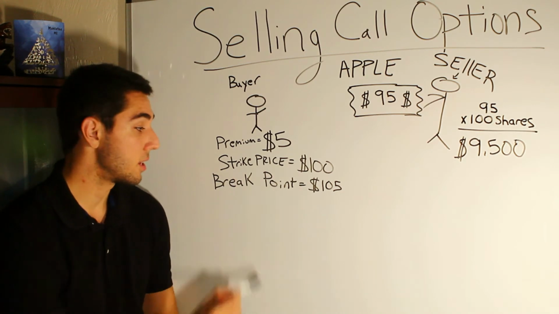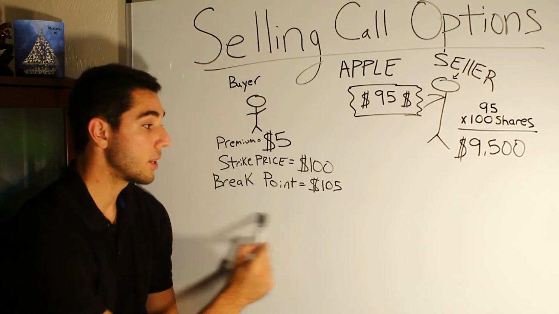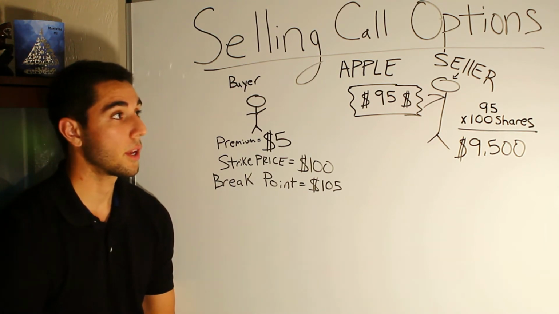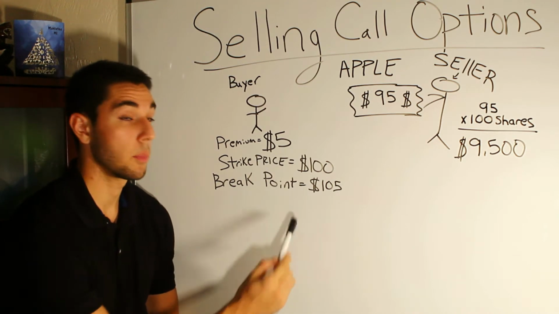What that tells us is the break-even point, which is the point that the buyer wants it to go above, and now because you're the exact opposite, you're the seller, that's the point that you want it to stay below.